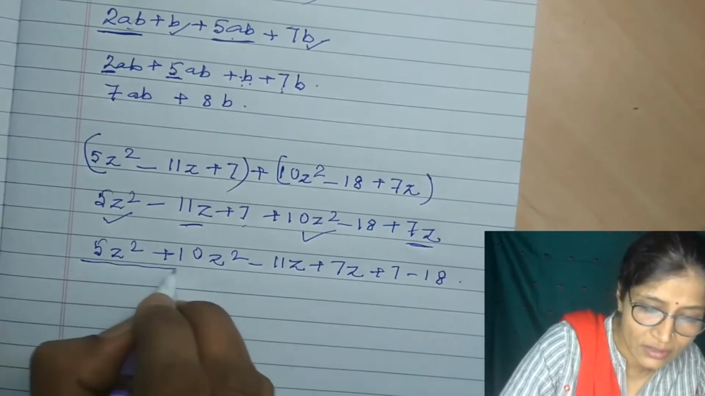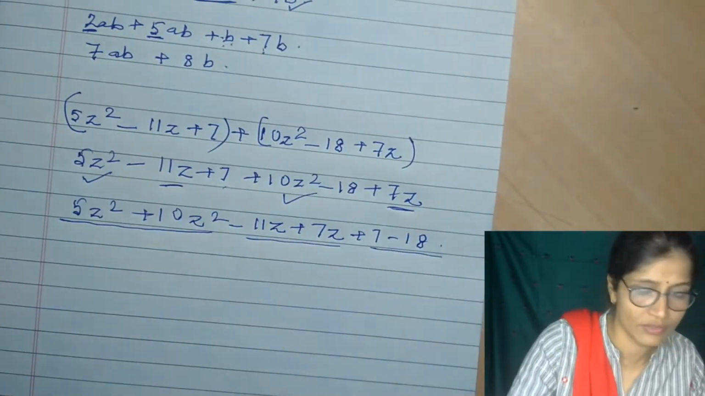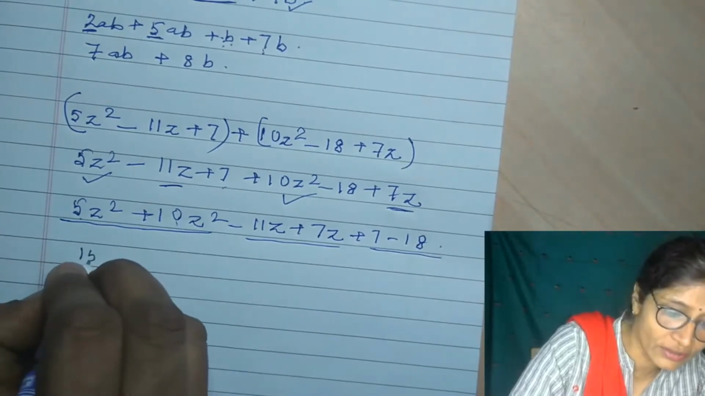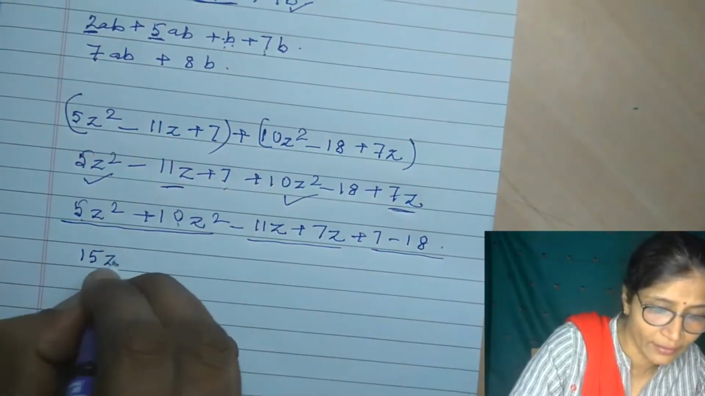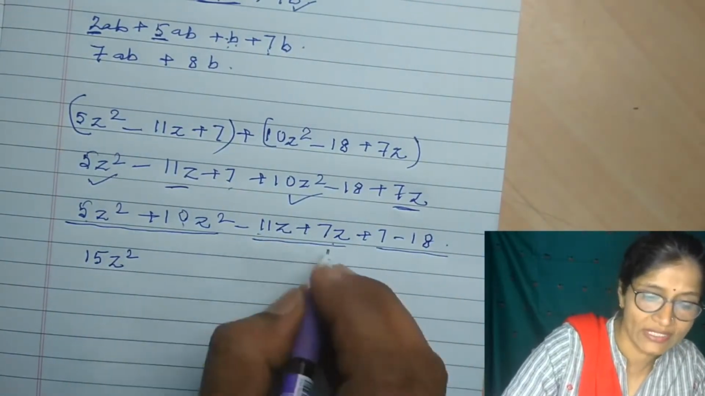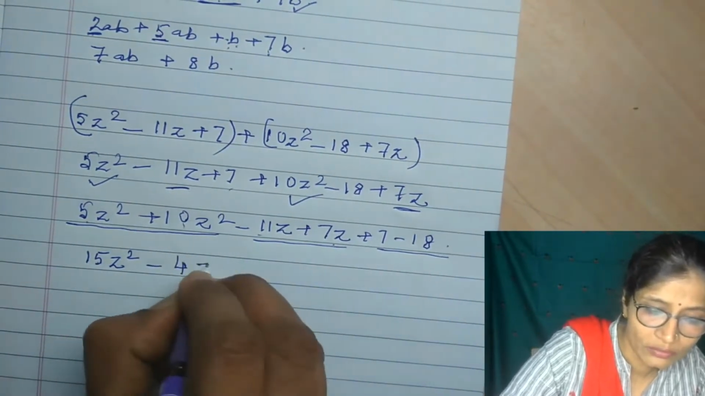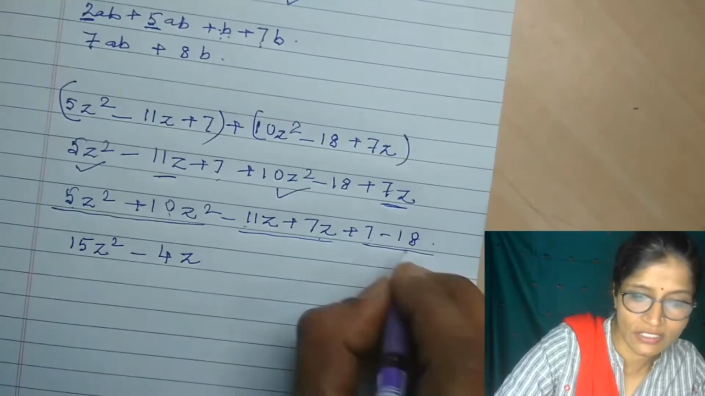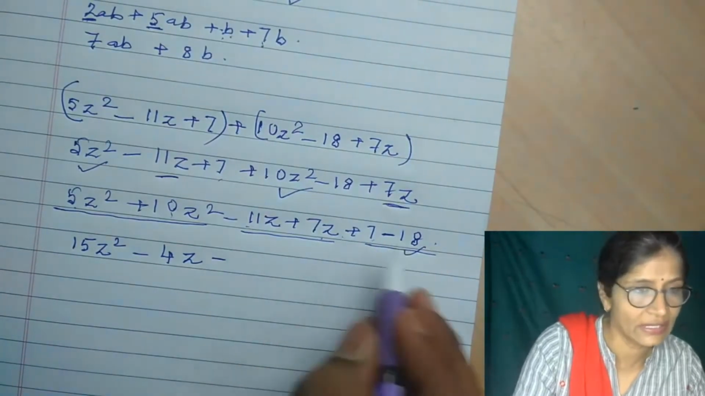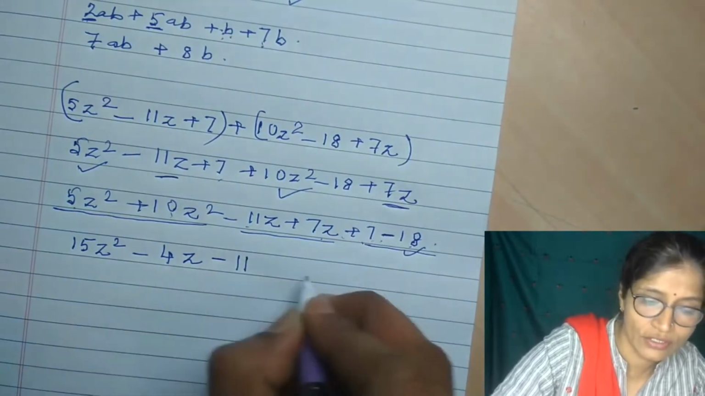So these are like terms, again these are like terms, again these are like terms. Now I will solve it. 10 and 5 make 15. I add the numerical coefficients, that is 15, and write z square as the literal coefficient. Then minus 11 plus 7. So minus 11 plus 7 is minus 4z. And 7 minus 18: since the minus sign has the larger numerical value and the signs are opposite, I will subtract. So 18 minus 7 is 11, with a minus sign. So this is your answer.